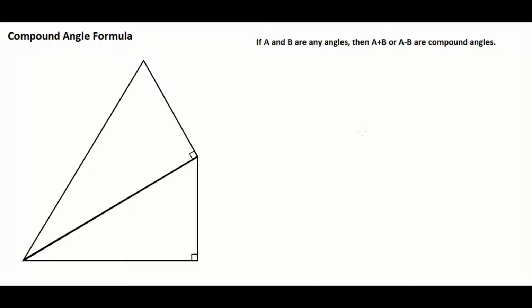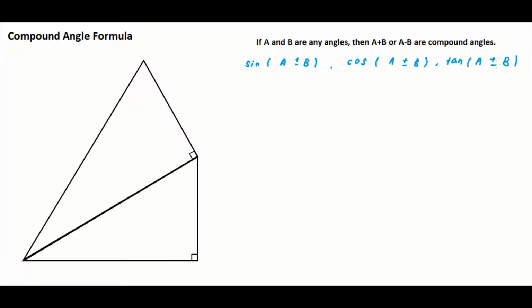So, first thing, what is meant by compound angle? If A and B are any angles, then A plus B or A minus B is called a compound angle. Okay, so in this section, basically you are going to learn the expansion for sine A plus or minus B and cos A plus or minus B, and then tangent A plus or minus B.